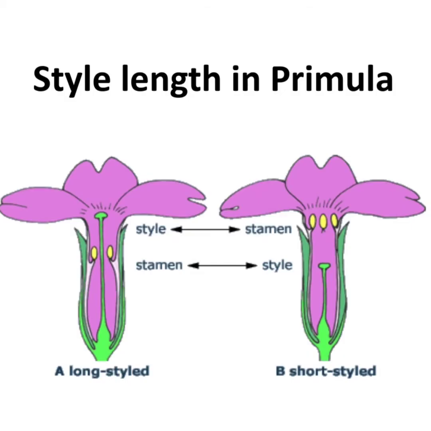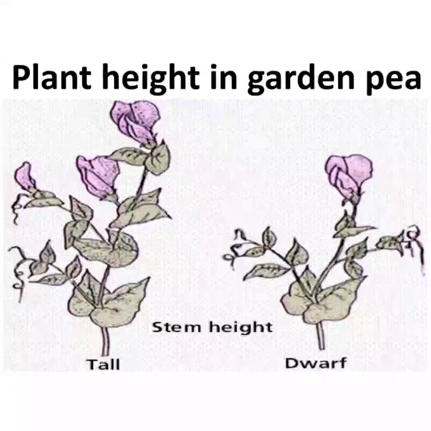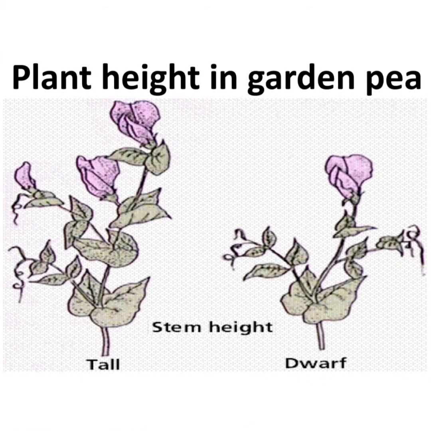Here you can see the style length in primula, a long thin pin-like style on the left flower. On the right flower you can see a short thick style. Here you can see the plant height in a garden pea, the tall plant on the left side and a dwarf plant on the right side.